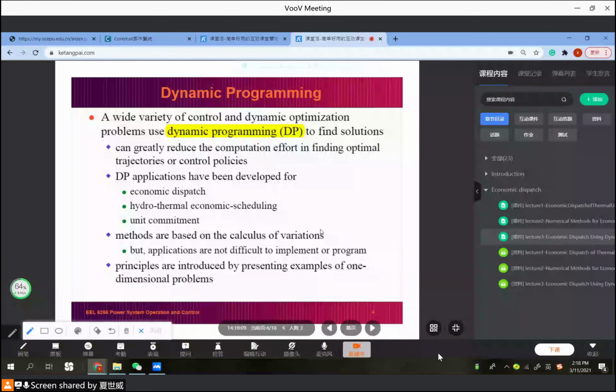Okay. So we use dynamic programming to solve many kinds of problems. This problem has a feature that they don't have a continuous derivative. So we use dynamic programming to solve this problem. DP means dynamic programming. DP applications can be developed for economic dispatch or can be used for unit commitment. We will learn this problem later. We can also solve the hydrothermal scheduling.